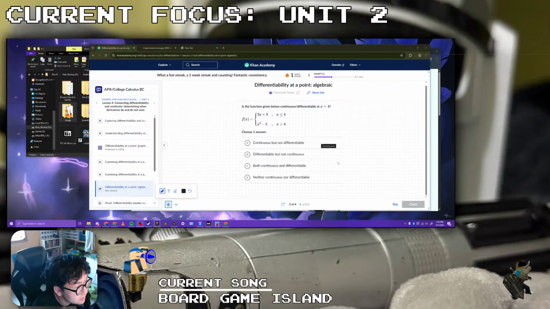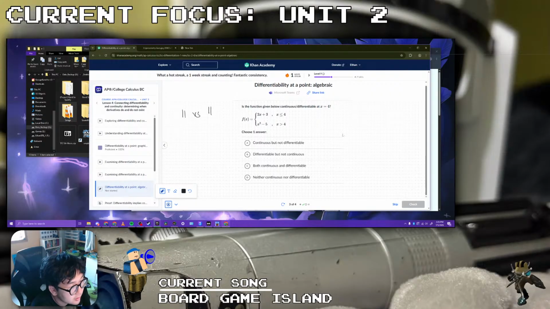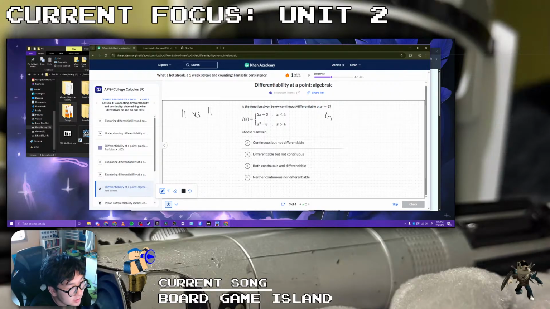Okay, at 4, it's going to be 11 versus 11. Alright, now we'll check. So the limit as x approaches 4 from the left of 2x plus 3 minus, we'll just plug it in now. Actually, you know what it's going to be because it's right here. Divided by x minus 4.